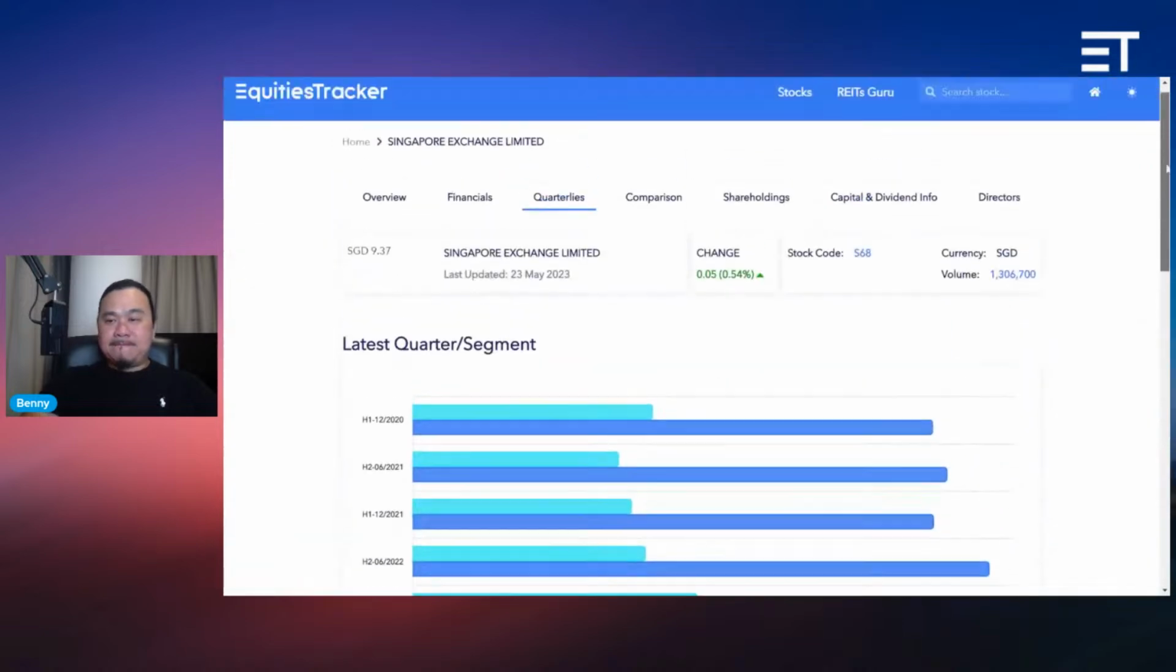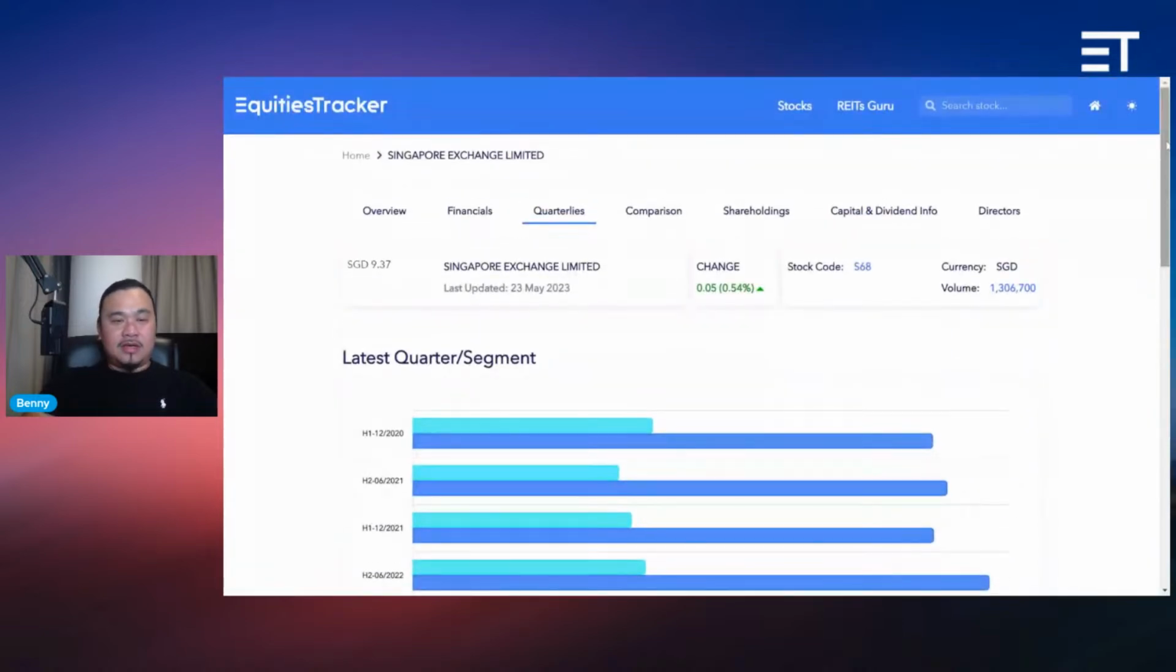Of course, Singapore Exchange is the stock exchange for the Singapore market. Now, if you guys have any questions, you can just type it down on the questions so that I'll bring that up later and answer your questions. If there's any questions on the software or the tool, you can also ask me as well.